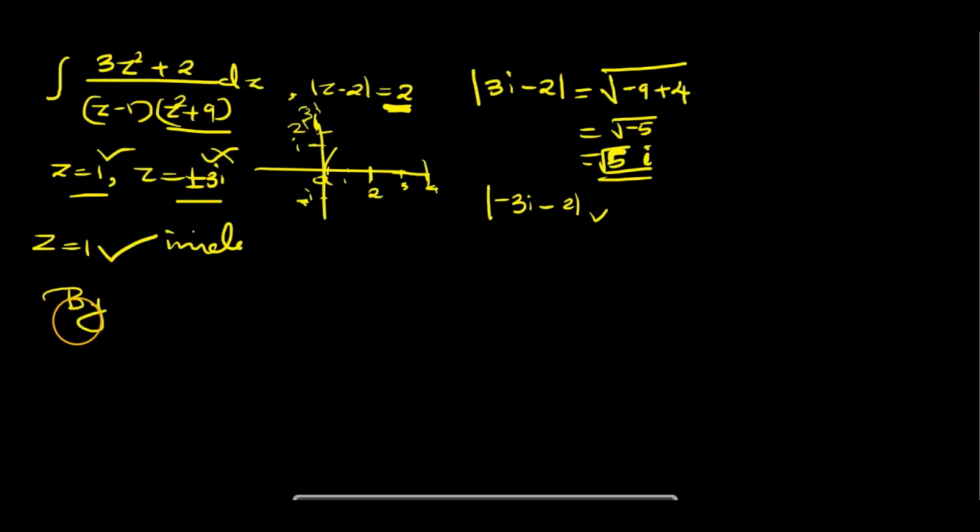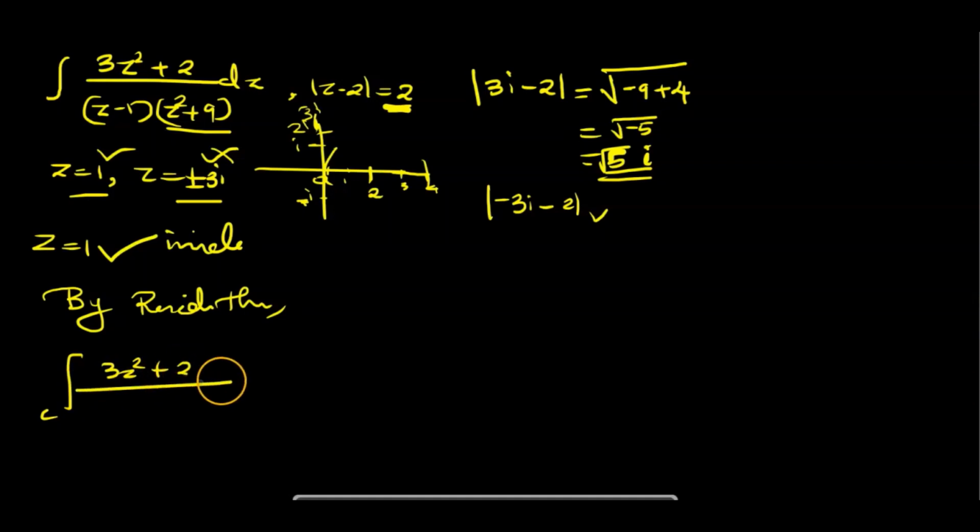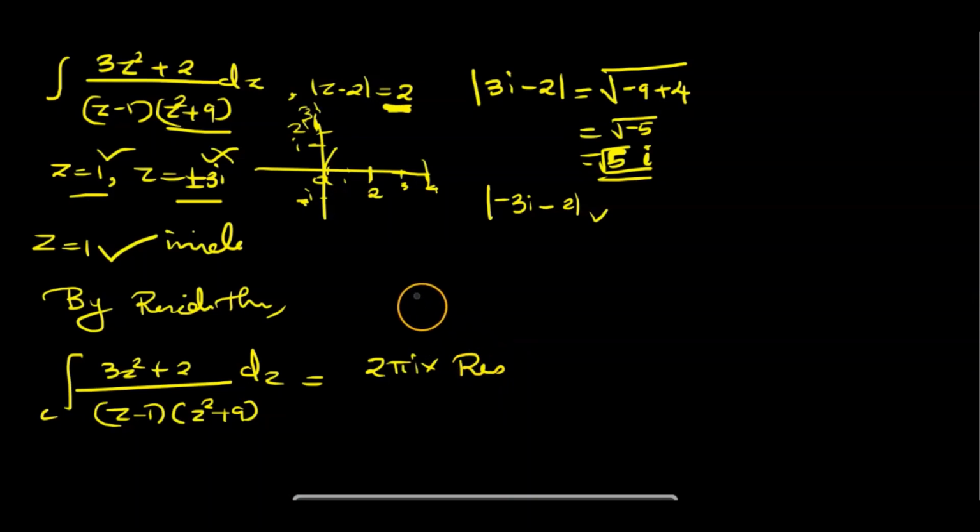So by residue theorem, we get the integral over C of (3z² + 2) divided by (z − 1)(z² + 9) dz equal to 2πi into the sum of residues at the singularities inside the circle. z = 1 is the only singularity inside the circle. So residue at z = 1 of f(z).